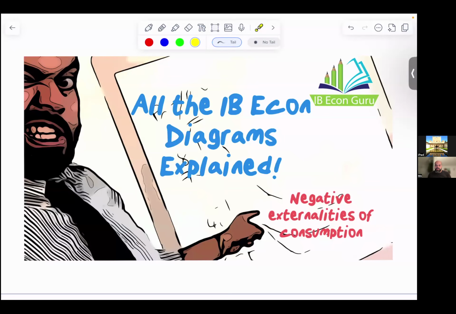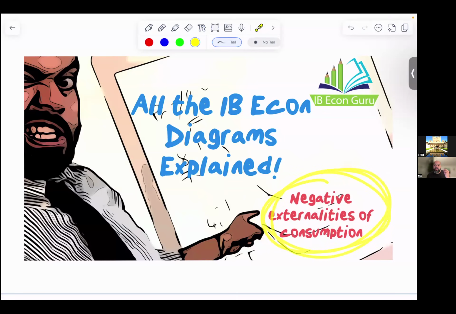Hello, everyone. So it's time for the negative externalities of consumption diagram. Last week, I did negative externalities of production. This week, I'm going to focus on negative externalities as well, but negative externalities of consumption.